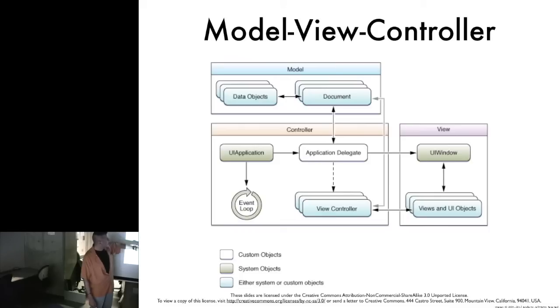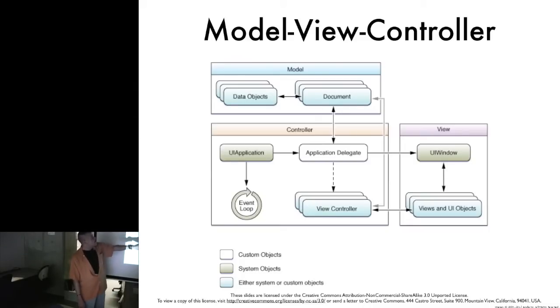Here's your controller that encompasses your application and the run loop and the event loop, as well as your application delegate, and your view controllers are all here under controller. And then in your views, of course, you've got the underlying windowing system, as well as your views and UI objects. In this graph, it's all color coded so that white are custom objects, blue are either system or custom objects, and green are actually system objects.